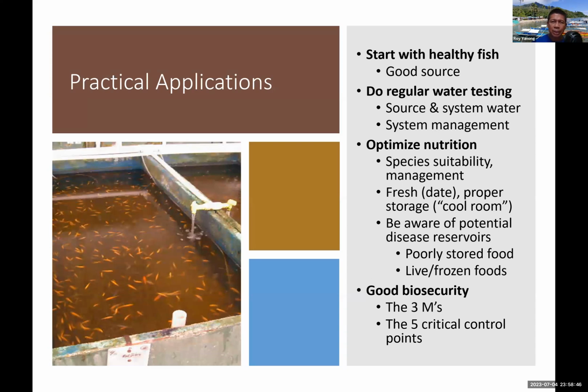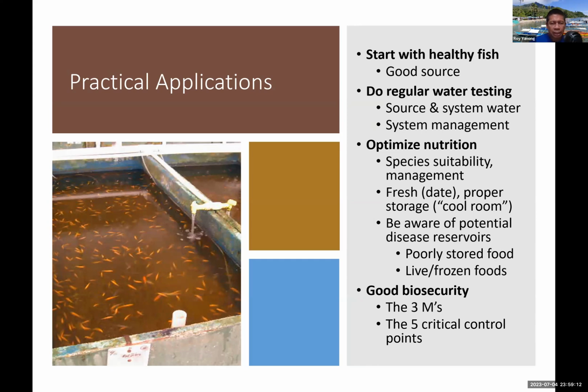All right, so some practical approaches. What does all that mean? Well, obviously you want to start with healthy fish, have a good source of fish. Do regular water testing. That means you understand your source and your system water and what's going on with it. Have good system management. You want to optimize your nutrition, make sure it's suitable for the species, it's being managed properly, it's fresh, stored properly.